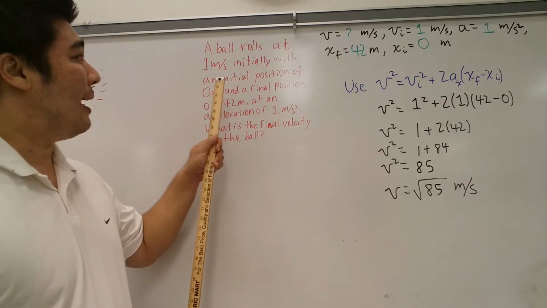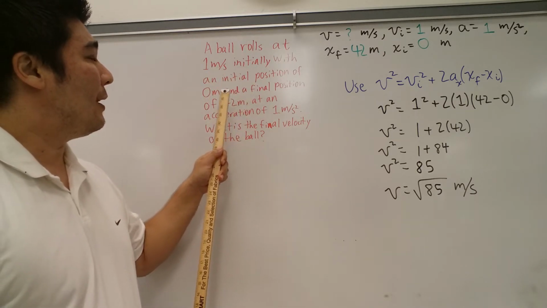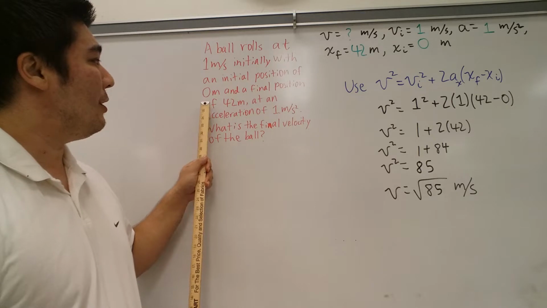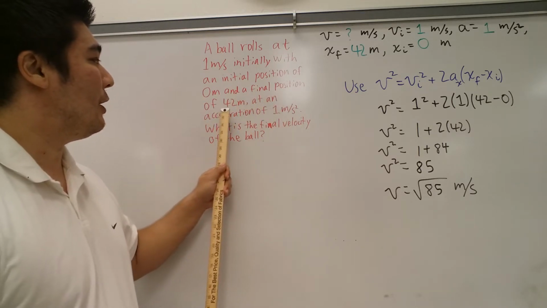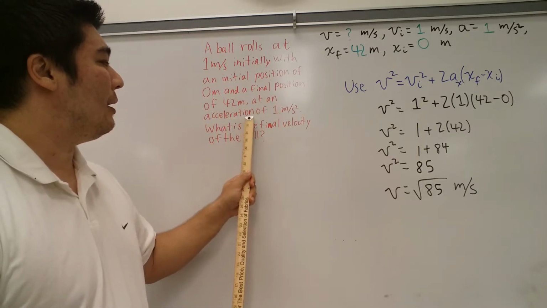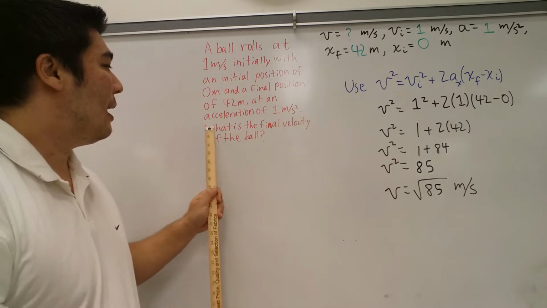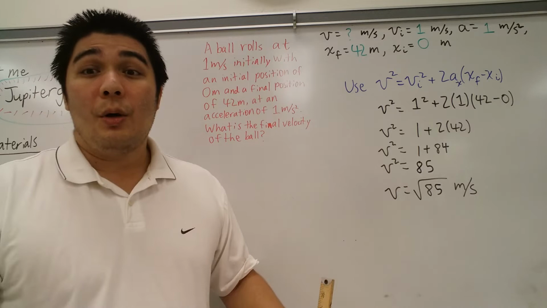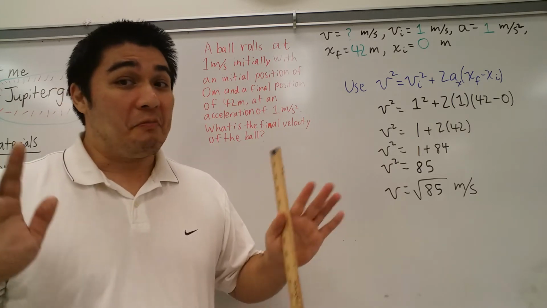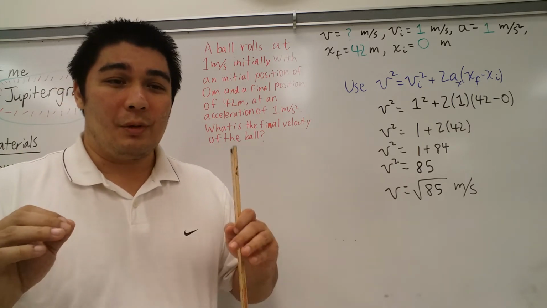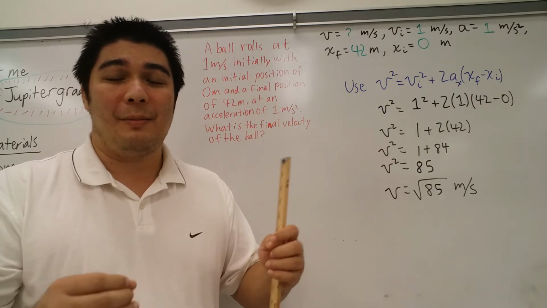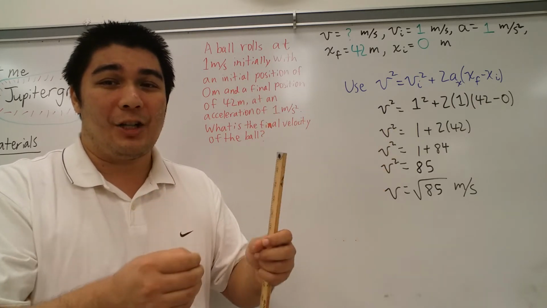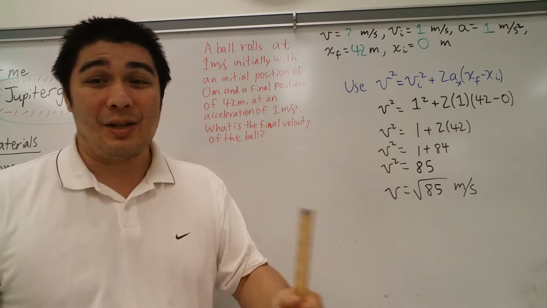A ball rolls at 1 meter per second initially, with an initial position of 0 meters and a final position of 42 meters, at an acceleration of 1 meter per second squared. What is the final velocity of the ball? So what we do here is we say, okay, there's the problem. Let us look at all of the words and see if we can extract all of the information and all the numbers that we need to solve this.